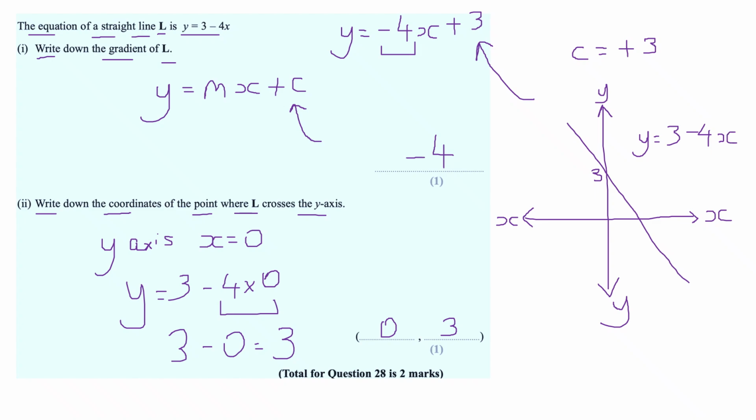To work out the x-intercept, you'd set y equal to 0 and then solve. So when you do that, you'll get 3/4. So it crosses the x-axis at 3/4 and it crosses the y-axis at positive 3 or plus 3.